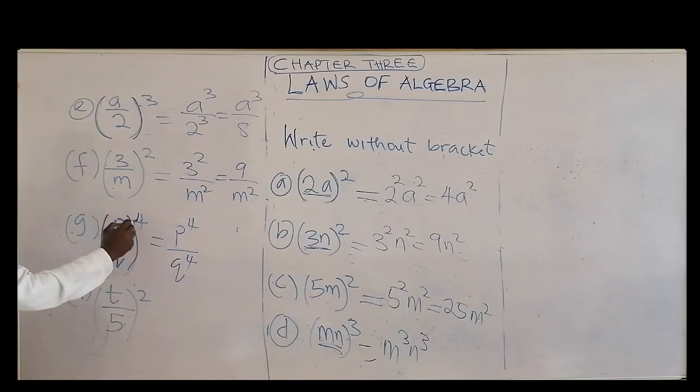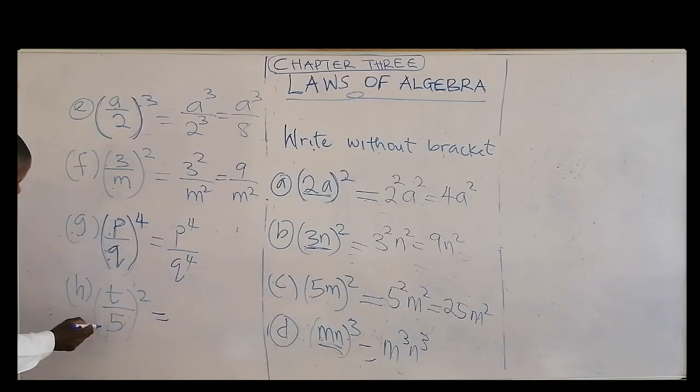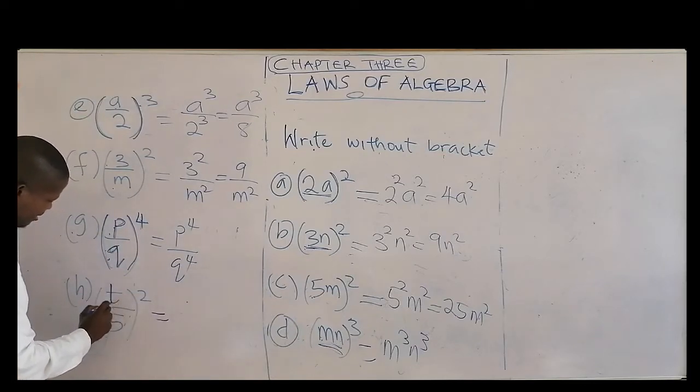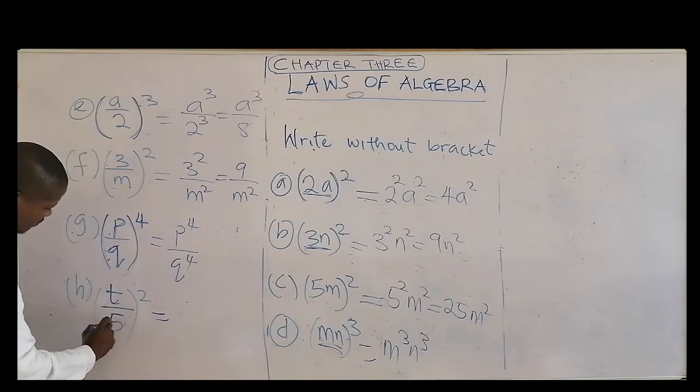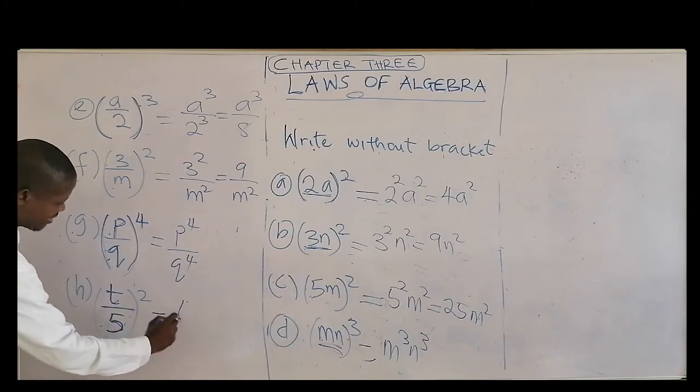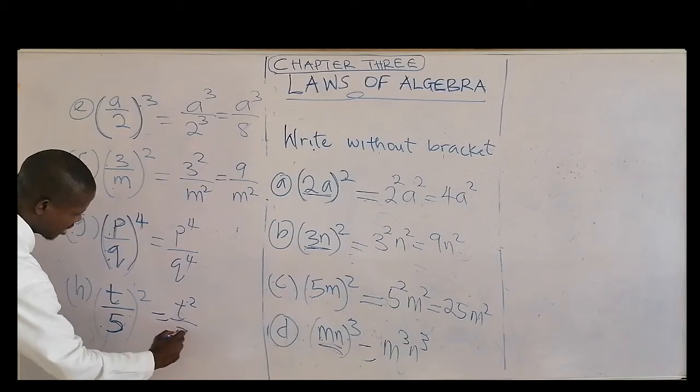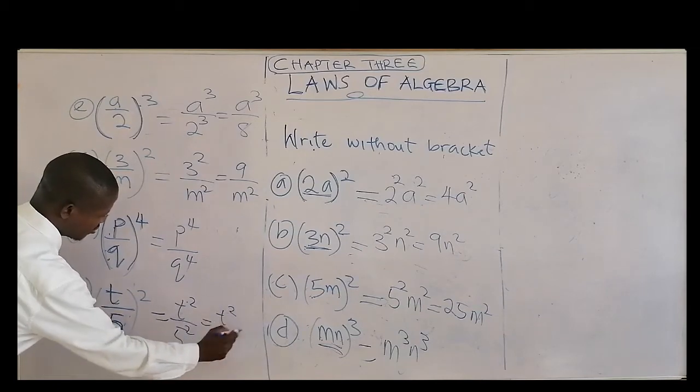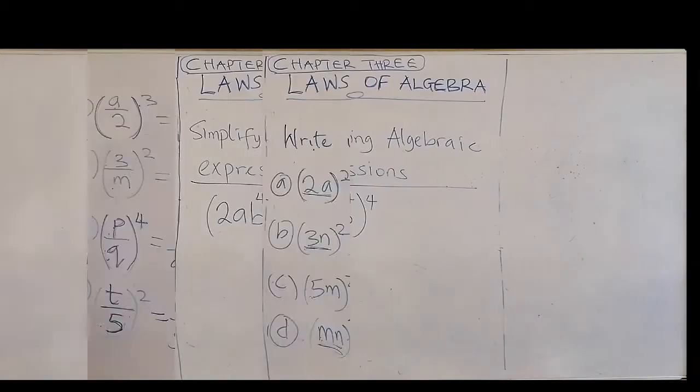The exponent will affect each of the items inside the brackets. And this one is t over 5. So it's going to be t squared over 5 squared, which is t squared over 25.